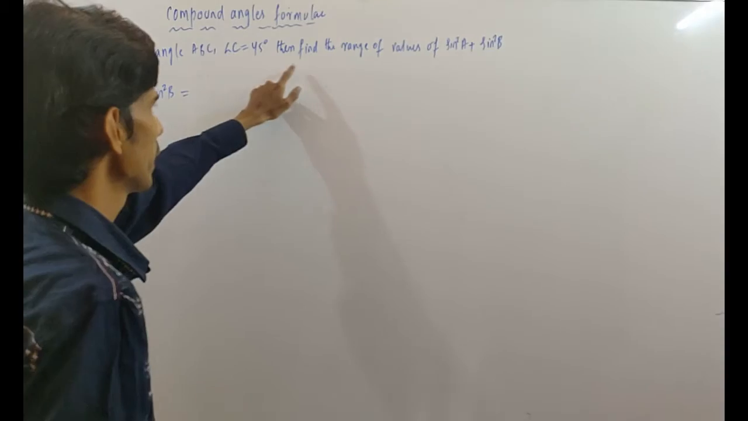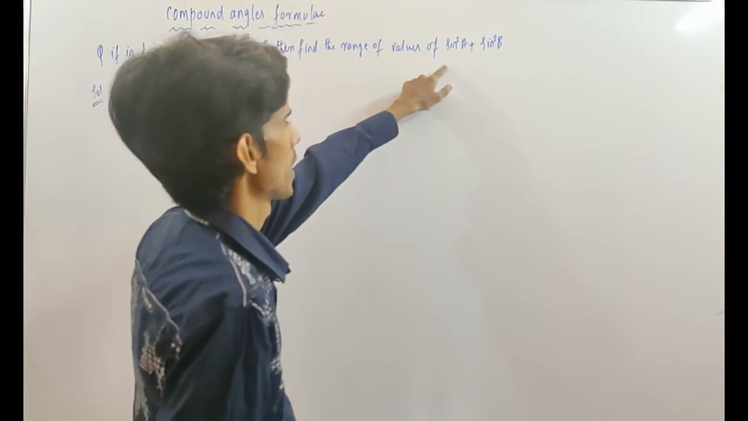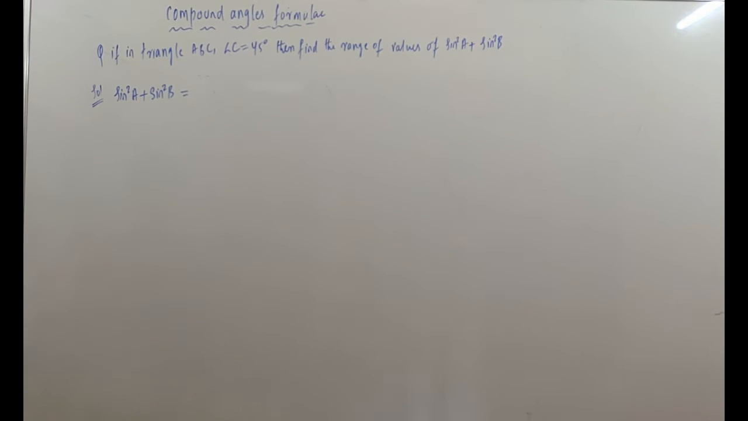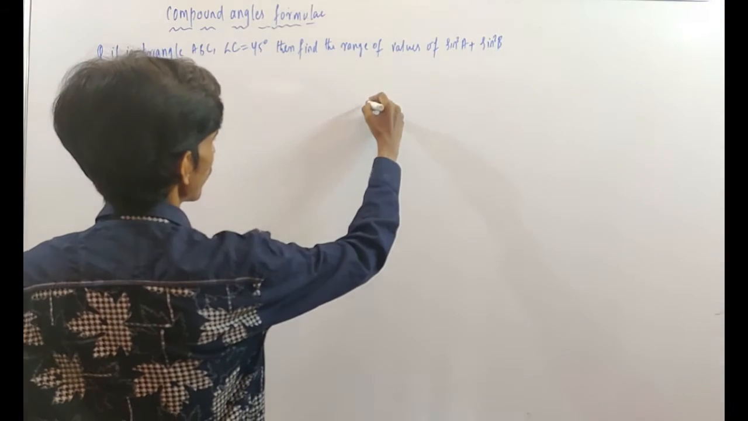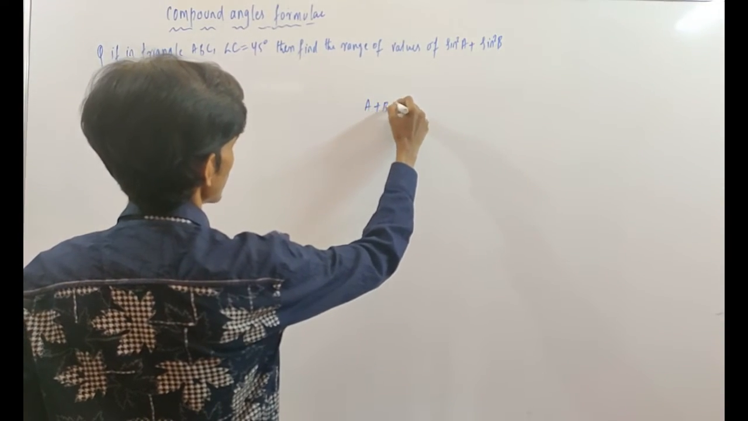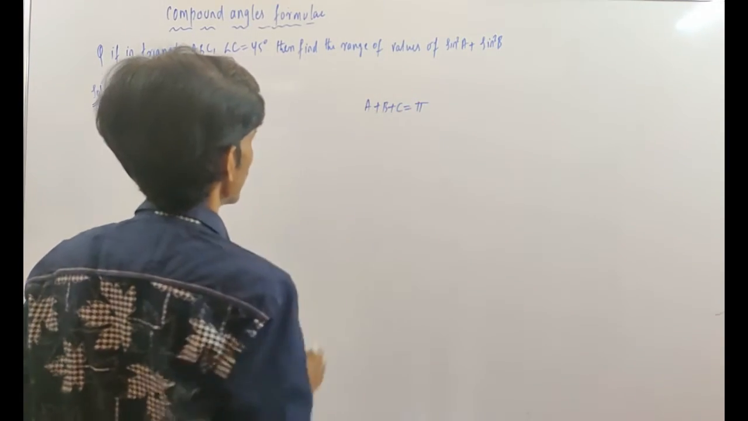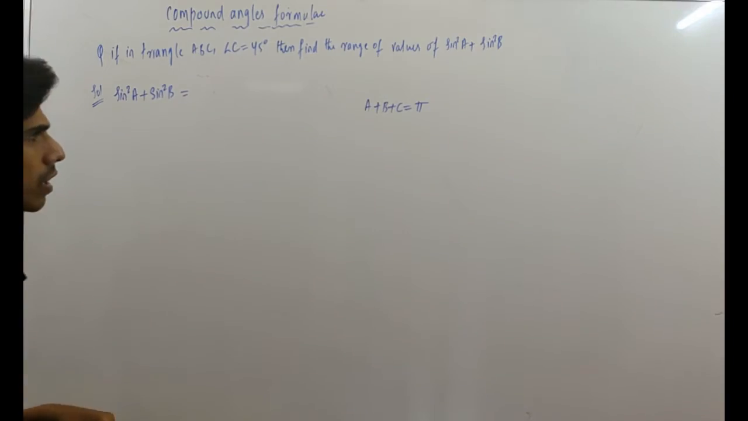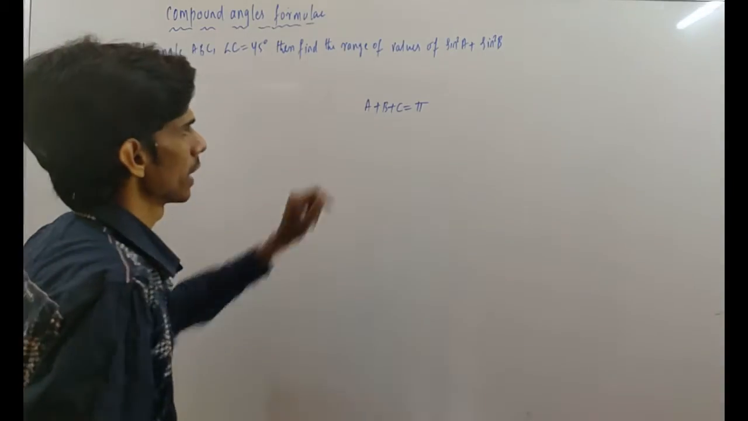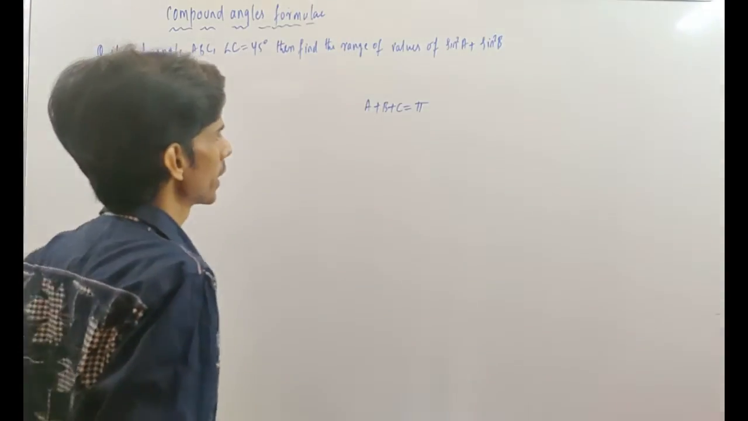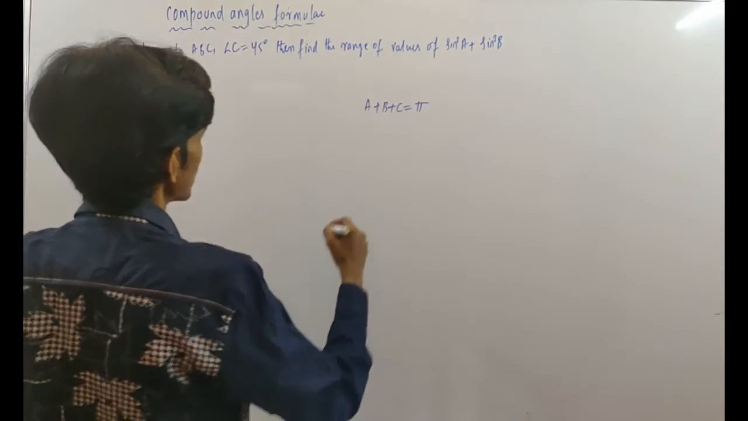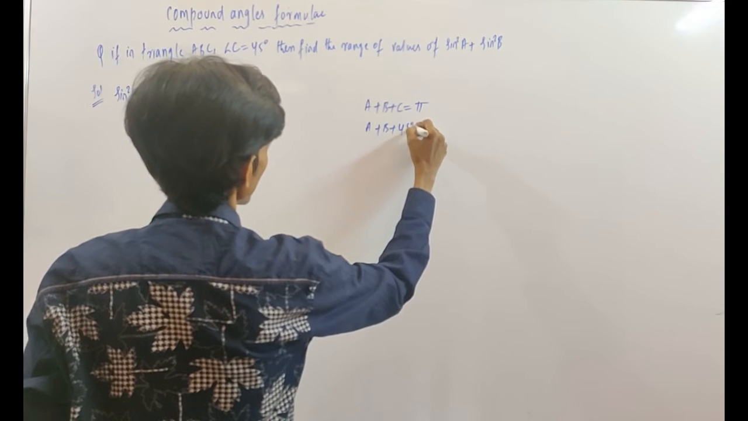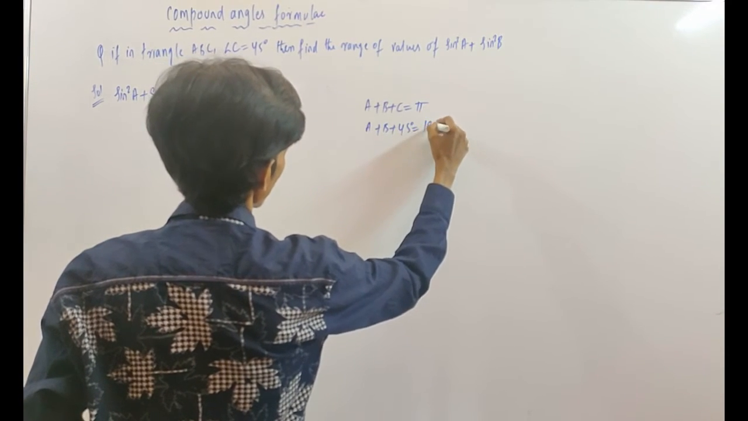C is 45 degrees. Then find the range of values of sin²A plus sin²B. Now we have A plus B plus C equals pi. Since in a triangle ABC the sum of the angles is 180 degrees, A plus B plus C, with C being 45 degrees, equals 180 degrees.